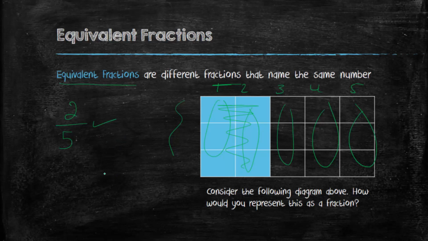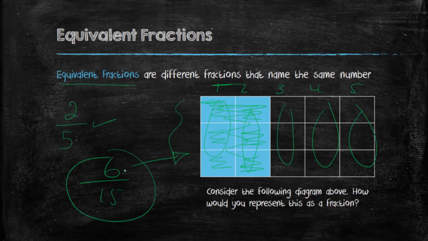But someone might also say, you know what? I think it's 6 out of 15. Would this be correct? Well, if they were to justify it, they could say, well, there's this square, that's 1, 2, 3 squares, 4 squares, 5 squares, 6 squares, right? That are shaded out of 15 total squares, right? 1, 2, 3, 4, 5, 6, 7, 8, 9, 10, 11, 12, 13, 14, 15. So 6 shaded squares out of 15 squares. Well, that would also be correct.